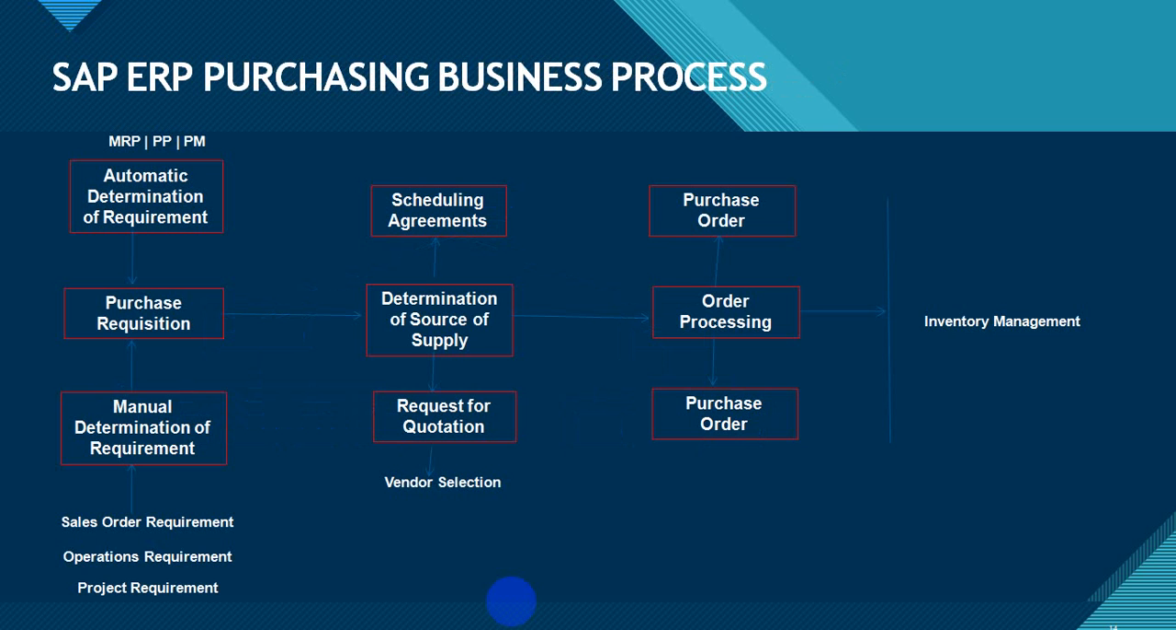Now let's look at the SAP ERP purchasing business process. How does it flow? Now you can see here we have MRP, production planning PP, and plant maintenance PM. These are used to automatically generate a purchase requisition. From production planning, an automatic purchase requisition can be generated. From plant maintenance, the same thing, or MRP can generate it also. Sales order requirements, operations requirements, and project requirements can be a point of determination of requirements. And the document that is used for this is the purchase requisition.